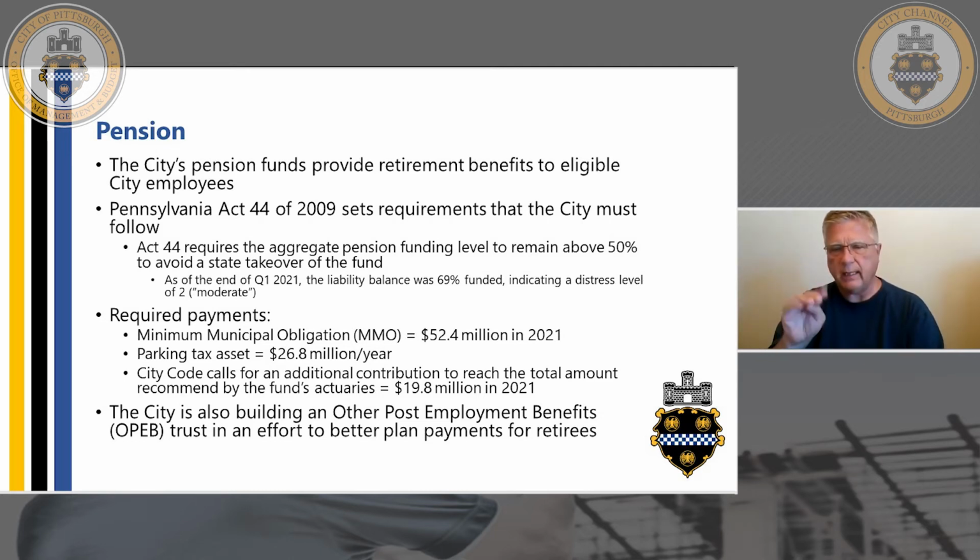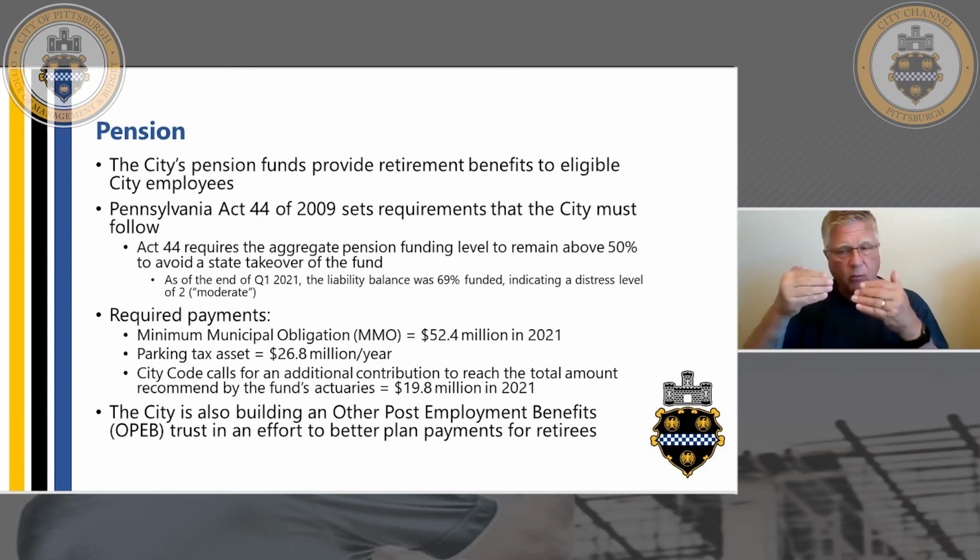And when you add those two together, there's a good chance that it doesn't equal what our actuaries think we need to have going into the pension fund every year. So there's an amount called the actuarial recommended contribution. And City Code does call for an additional contribution so that we reach that amount. In 21, it is $19.8 million. And the city is committed to funding this amount moving forward.